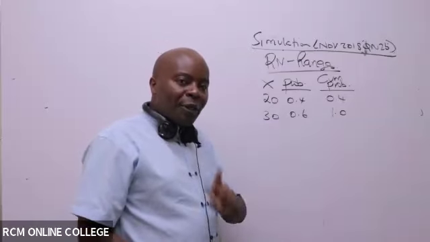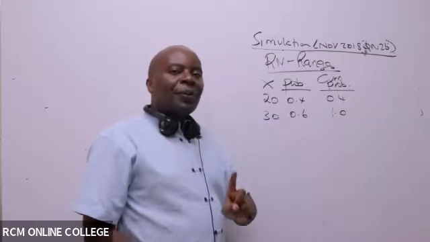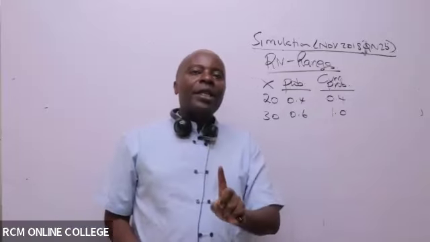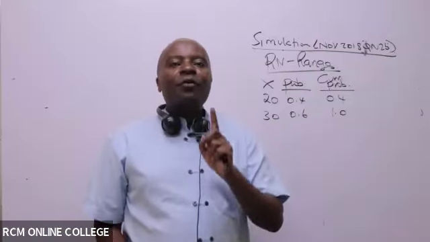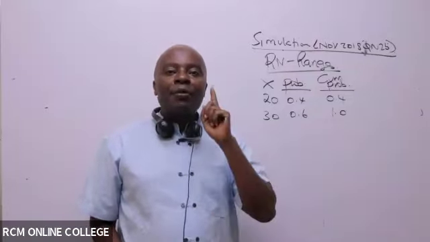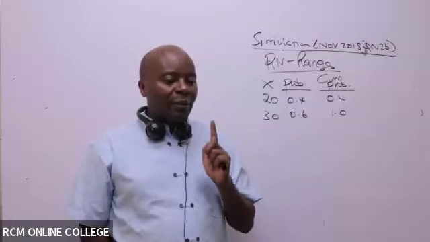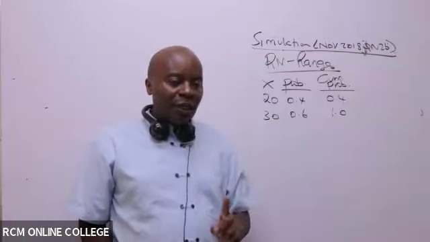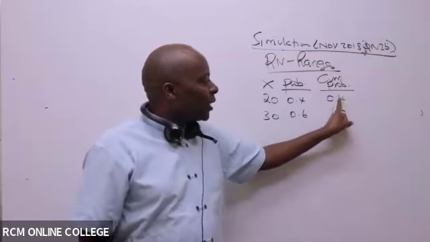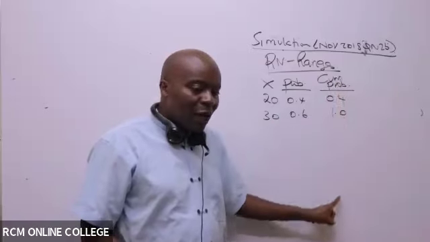I have to write 1.0 because remember, in simulation, consistency in terms of decimal places is very, very important. We must be very consistent with the decimal places. If you begin here with 1 decimal place, all the other values here must have 1 decimal place.